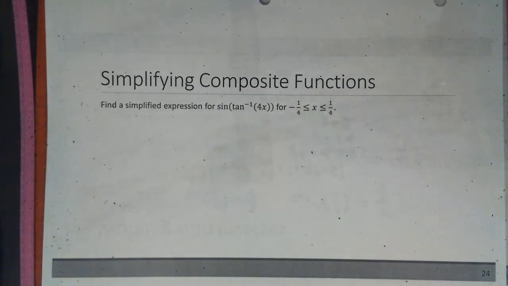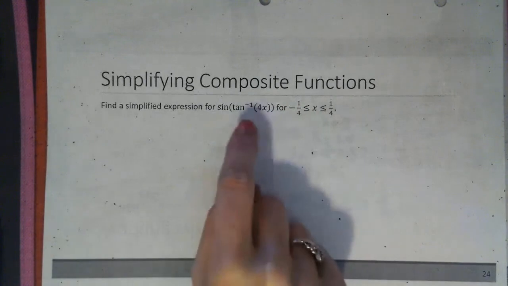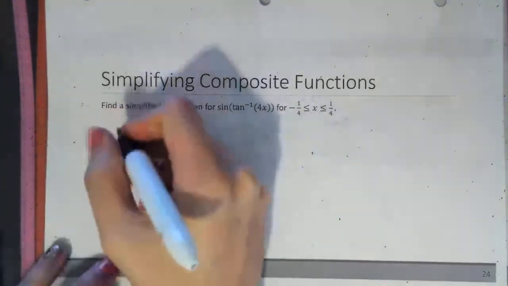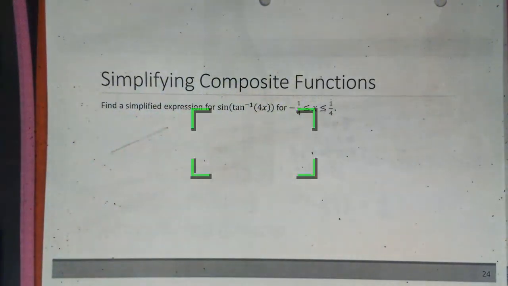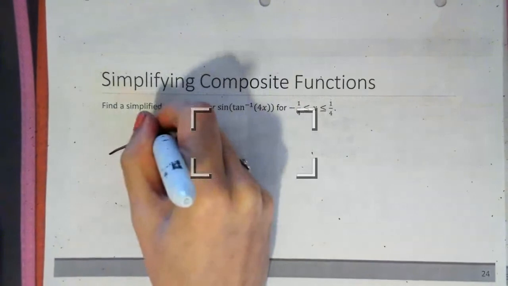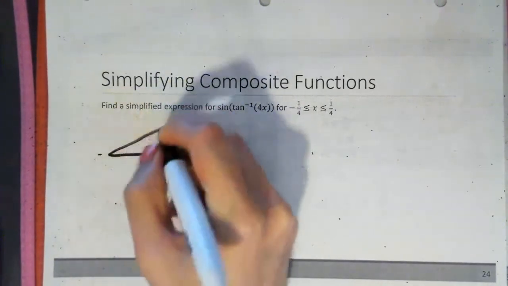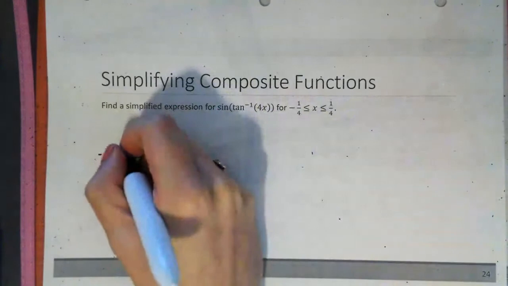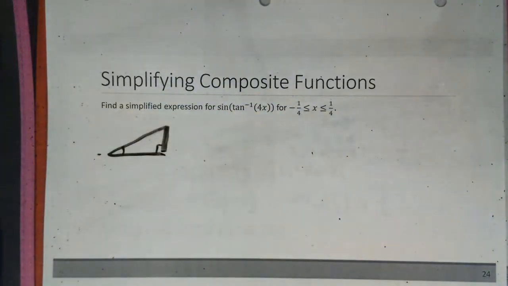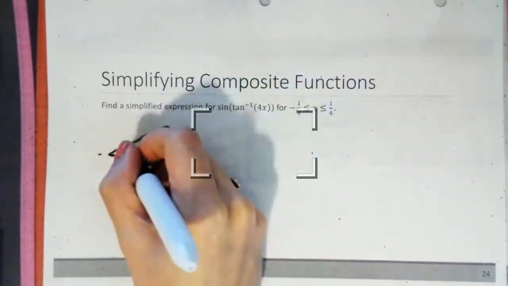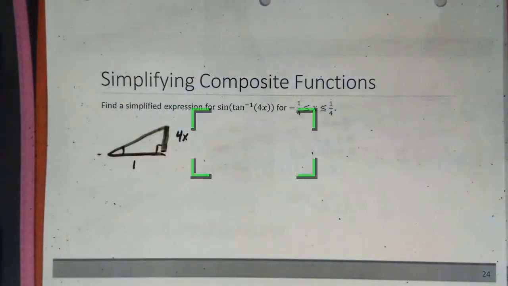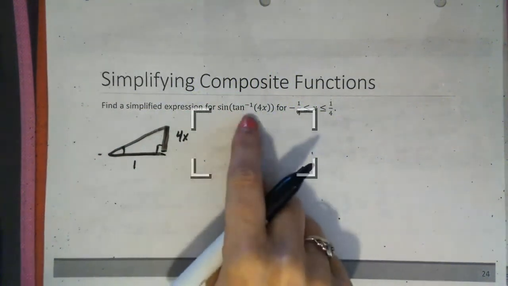So just like the last time, I'm going to make it so whatever angle I'm working with has a tangent of 4x. So if this is my triangle, I'm going to let this be my angle. The opposite over the adjacent is 4x. So if I let my opposite be 4x, then I can make my adjacent be 1. So I've satisfied this inner part.